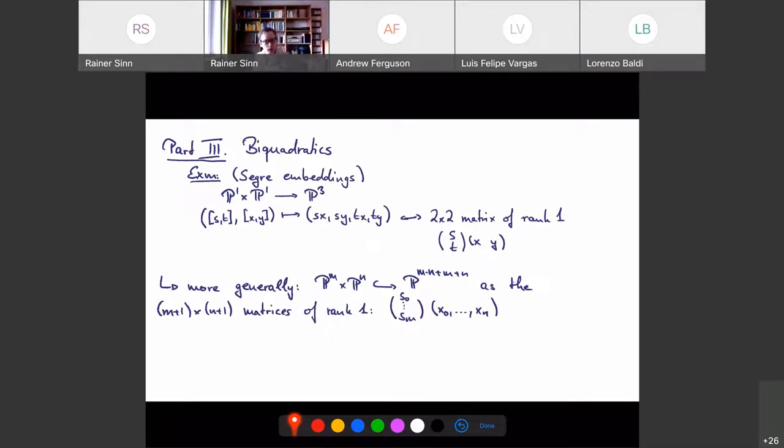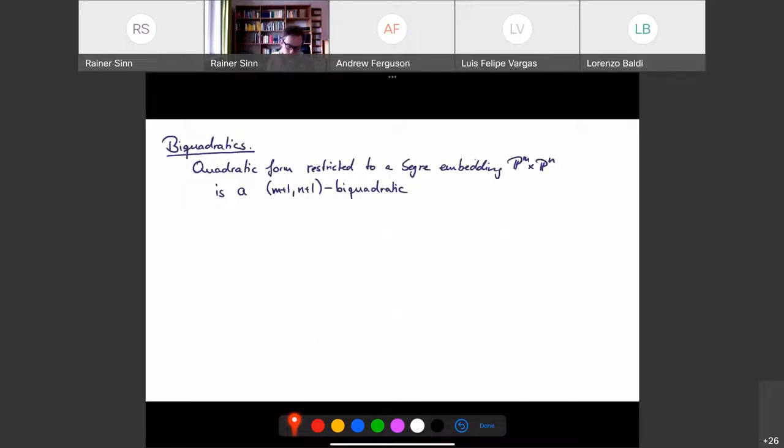And we're going to look, as always, at quadratic forms restricted to this variety, the image of this map. So what we're doing is we take quadratic forms restricted to matrices of rank 1. It's really what I'm looking at. These are biquadratics, because they have degree 2 in the variables S and T from before, and degree 2 in X and Y. Every monomial is of degree 4, which is 2 plus 2. Of course, you can have this in more variables. Still a degree 4 polynomial in total m plus n plus 2 variables, and every monomial would have degree 2 in these and degree 2 in those.